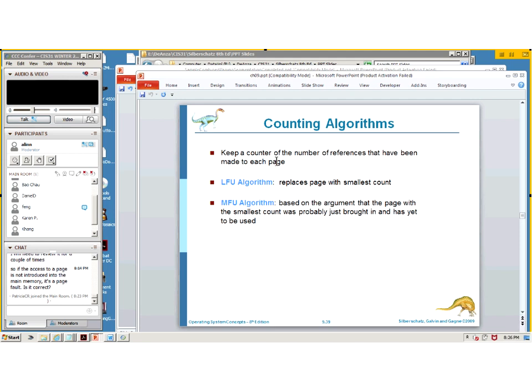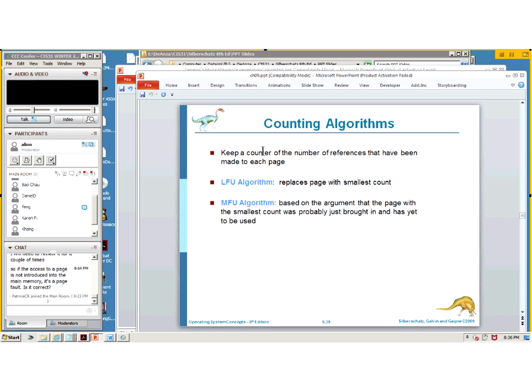Okay, the last algorithms are counting algorithms. Least frequently used, smallest count, and most frequently used. Based on the argument, the page with the smallest count was probably just brought in and is yet to be used. The other one says, this page has been used an awful lot, replace it.